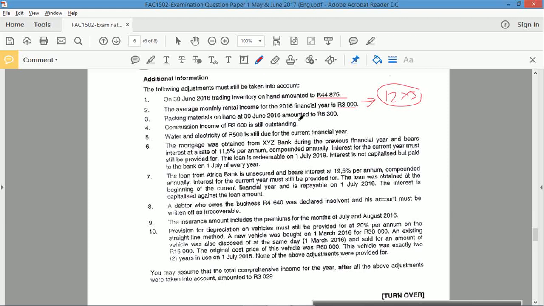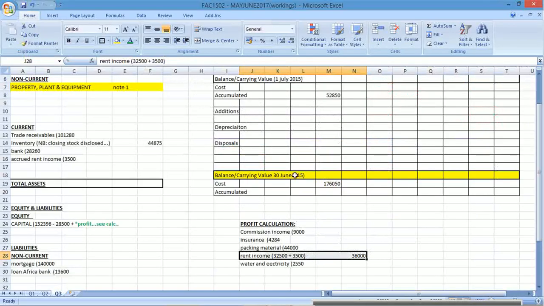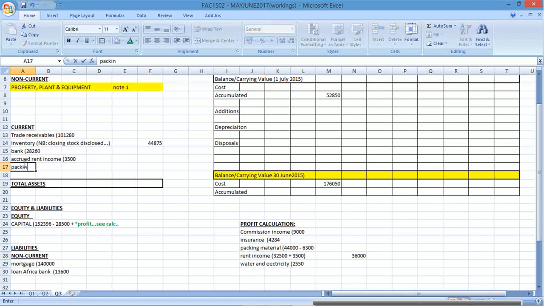Packing material on hand. That would be a stationery type of adjustment. Okay, so if it's still on hand, meaning you still have it, packing material is going to be subtract, minus how much? 6,300, and then that'll be a current asset. Packing material on hand, open brackets, 6,300.